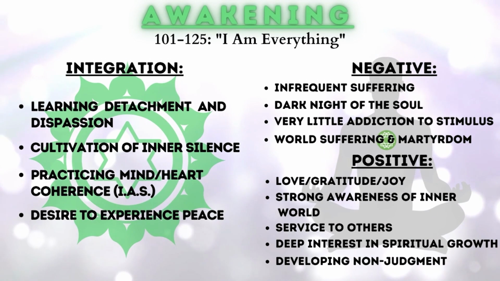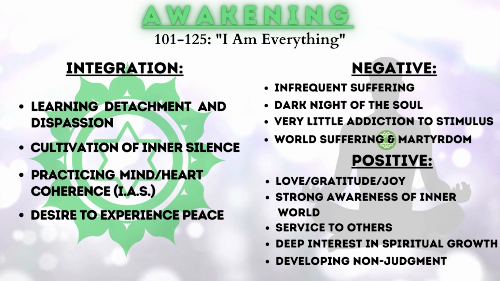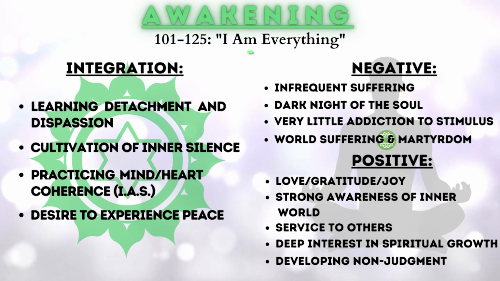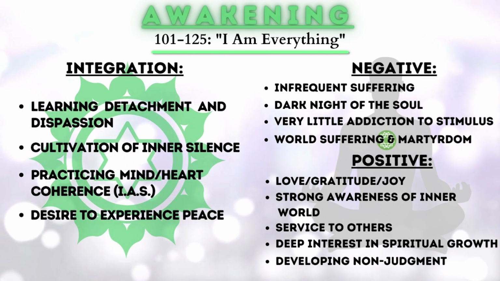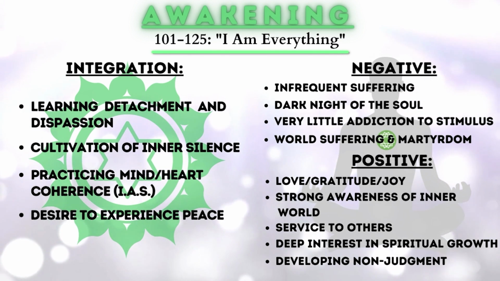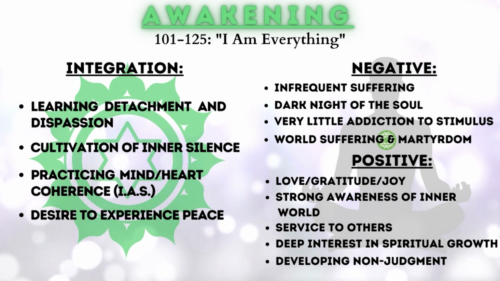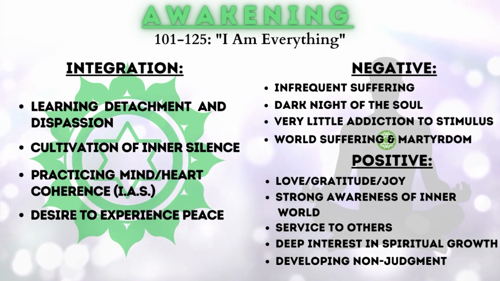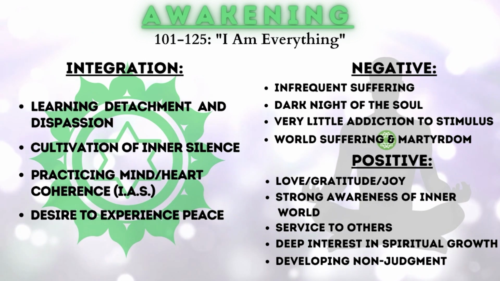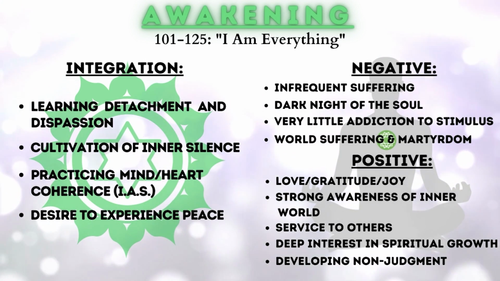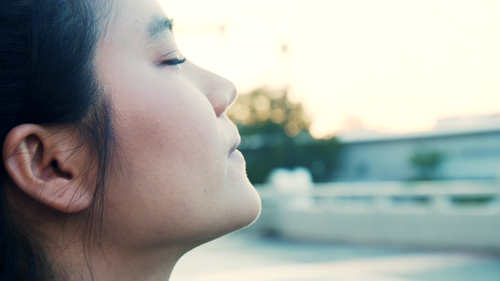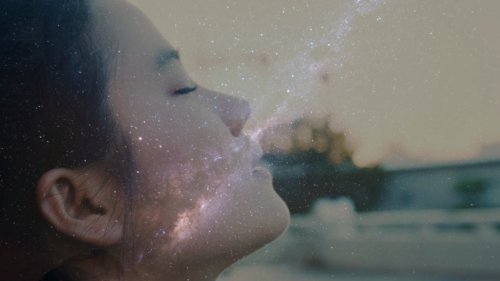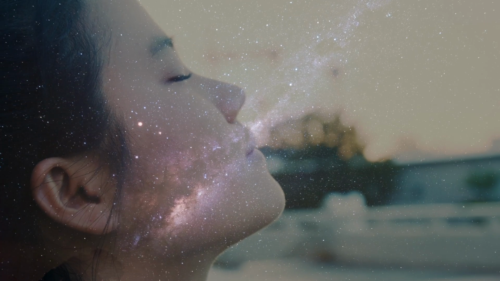The next SQ level is awakening, which correlates to the heart chakra. This SQ range begins at 101 and ends at 125, and the identity is "I am everything." This level of SQ represents a huge leap that very few people ever make within a human lifetime. When someone is at this level of SQ, they are truly going through a spiritual awakening. This level represents the awakening to the reality of love and oneness.